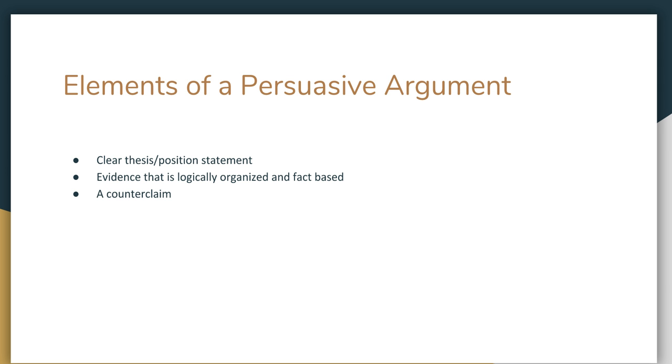And that means you're going to have a counterclaim, which is quite simply acknowledging the other side's arguments and explaining why their arguments are invalid. And then you conclude by restating your position. So to sum up, a persuasive argument is going to clearly state your position, back that point of view with factual, logical evidence, acknowledge and refute the arguments of the opposite side of the claim, and then restate your position.